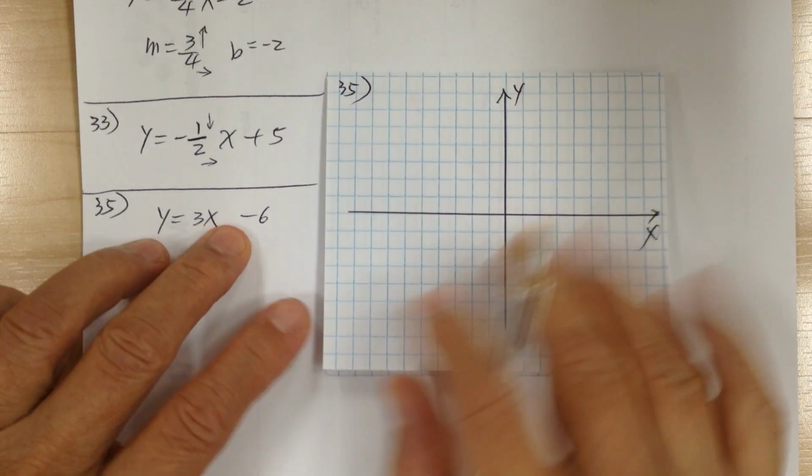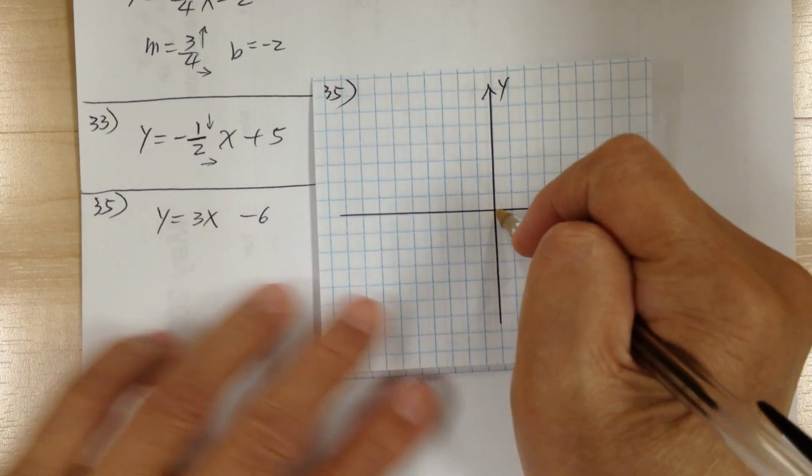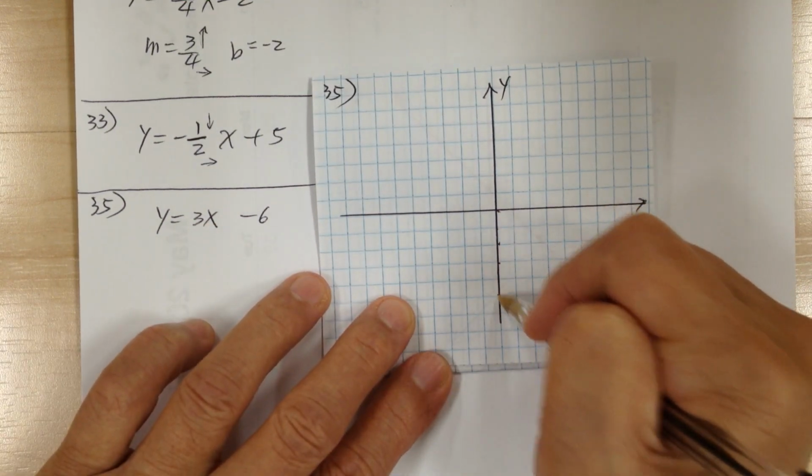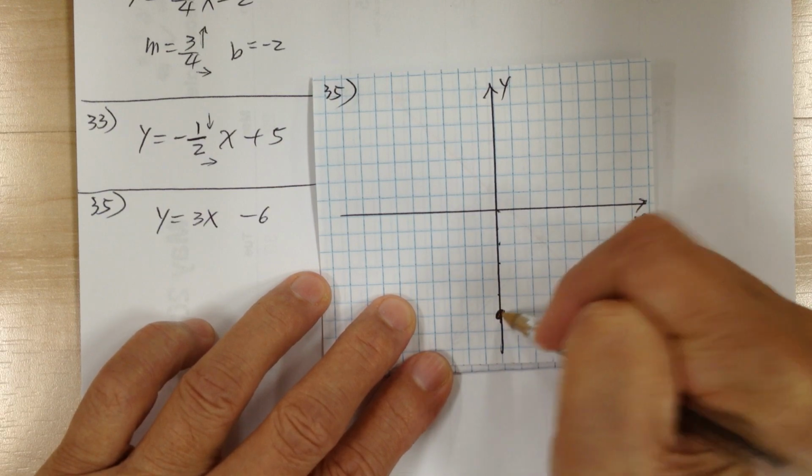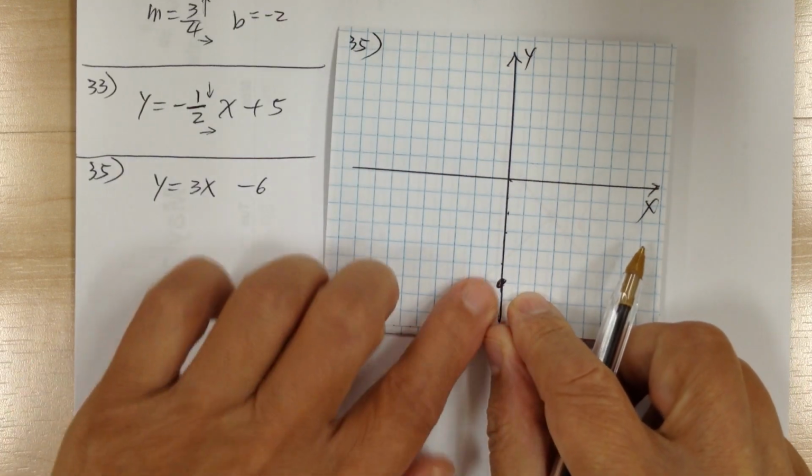Okay, so your intercept is negative 6. So start from here, go 1, 2, 3, 4, 5, 6. So the intercept is going to be your starting point. Okay, that's your negative 6.